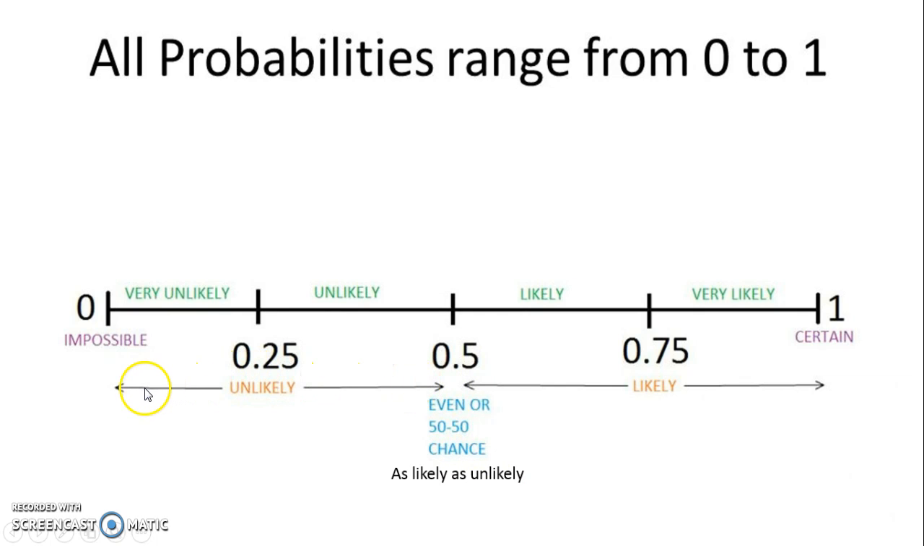Anything below that is unlikely, okay? Ranging from 0 to 0.5, unlikely to happen, okay? From 0.5 up to 1 is likely going to happen. So you're looking at this range, okay? If it's less than half, it's unlikely. If it's more than half, it's likely, okay? So keep those words in mind later when you're working on the activity. Impossible, unlikely, as likely as unlikely, likely, or certain.